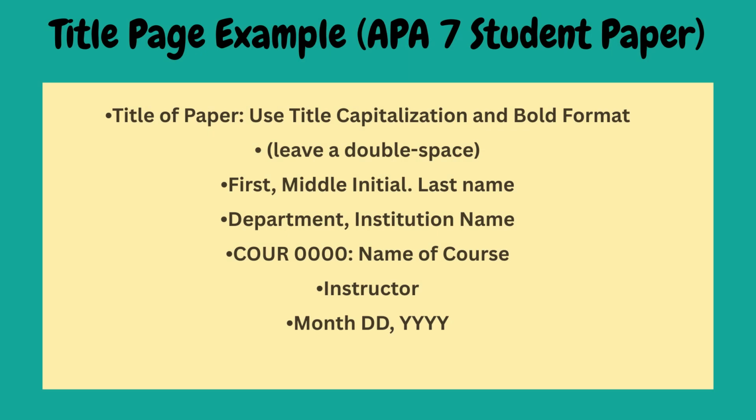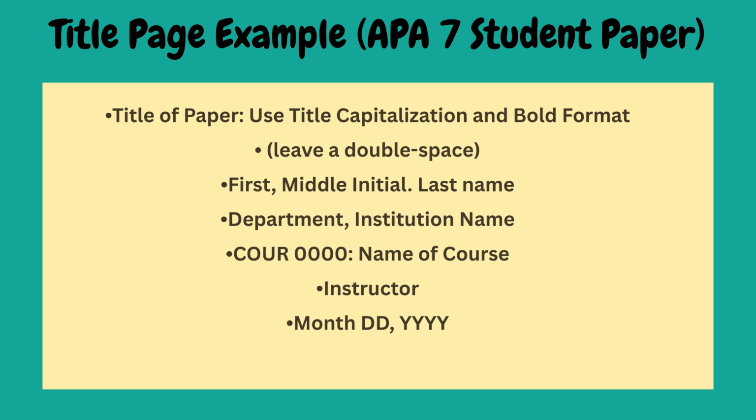Now let's look at the title page. In APA 7th edition, the title page for student papers follows a simple structure. The first line is the title of your paper. Write the title using title capitalization and format it in bold. Then leave one double-spaced line. After that, write your name. Use your first name, your middle initial if you have one, and your last name.